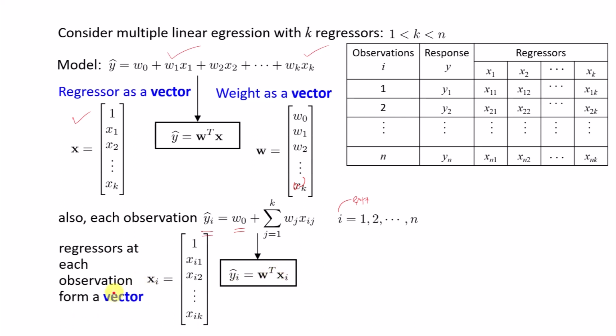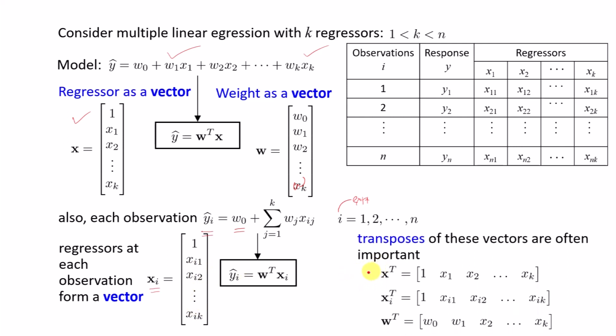Regressor at each observation, also this x_i, that will be a vector 1, x_i1, x_i2, etc. up to x_ik. And the transpose of these vectors, we can write xᵀ as a row, x_iᵀ as a row, wᵀ as a row. This will be w here.